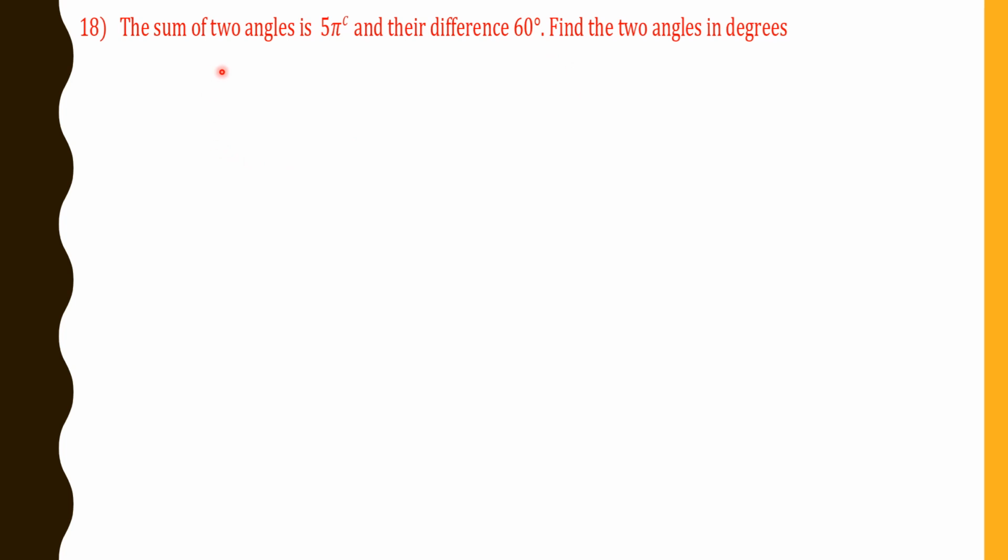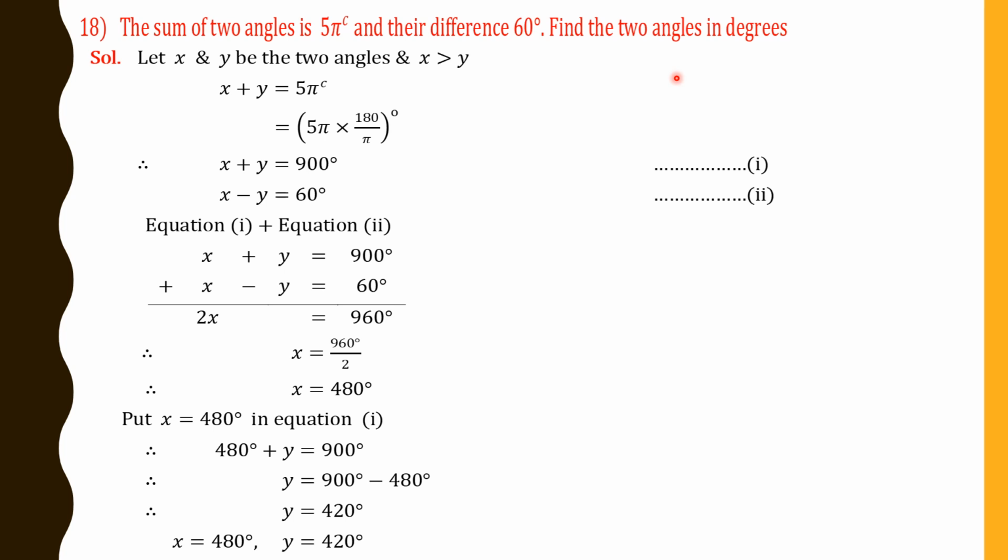18. The sum of two angles is 5 pi radian and their difference is 60 degree. Find the two angles in degree. We have to use the sum of two angles, meaning the addition of two angles is 5 pi radian. The difference is 60 degree. Using these results, find the angles in degrees.